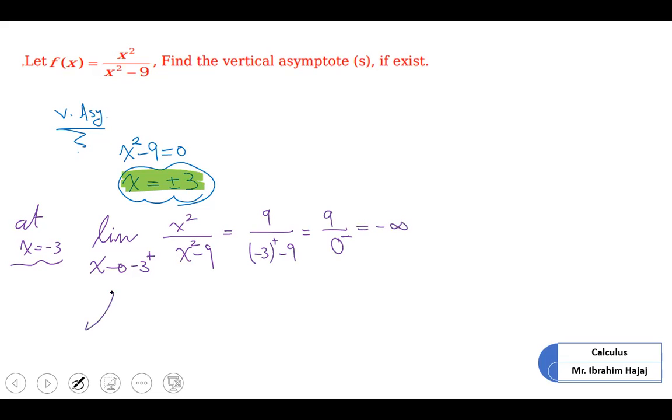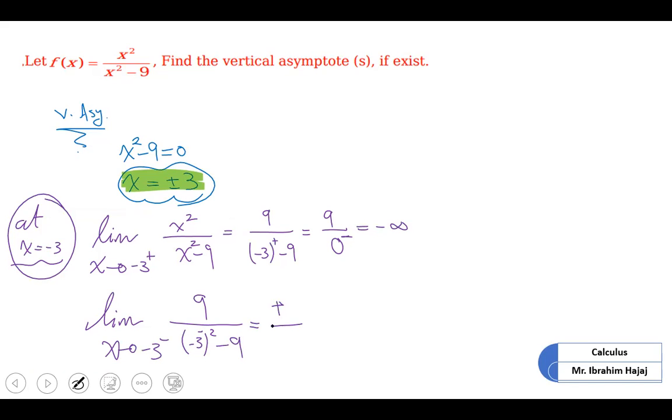And when you find the limit as x approaches negative 3 from the left side, this is all at x equals negative 3. We have to do the same thing with x equals 3. It gives 9 over negative 3 from the left squared minus 9, which gives a positive value over 0 from the right side, which is equal to positive infinity.